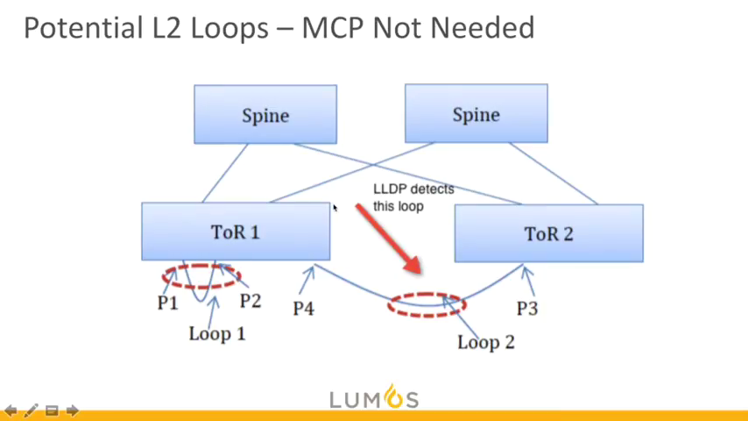So there's a couple of situations where we can possibly create a topological loop where we don't need MCP. For example, here's an ACI fabric. We've got two spines and two leaves, top of rack 1 and top of rack 2. We've plugged port 3 and port 4 into each other, and we've plugged port 1 and port 2 into each other. These are both prohibited by ACI rules. We cannot plug a leaf into a leaf. We cannot plug a spine into a spine.